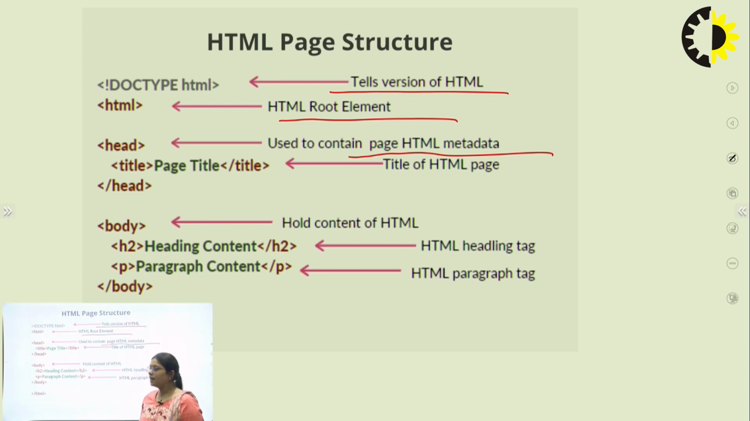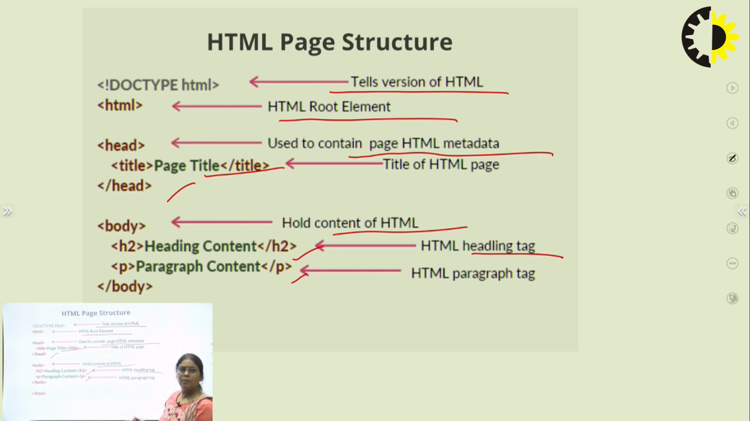Then we start the title tag. If we want to give a title to the page, then we open the title tag. Then next we close the head. Then we will start the body tag. It holds the content of HTML which we want to display in front of the user. Under this body tag, we create, for example, some heading content and a paragraph. We also share some information in paragraph form.